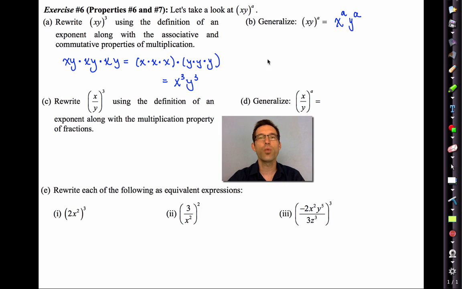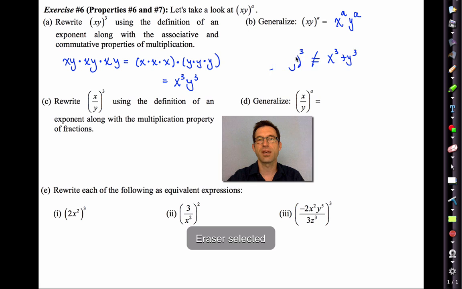y to the a. Now that wouldn't work with the sum, by the way. I really want to emphasize this. If we had x plus y to, let's say, the third, we would not get x to the third plus y to the third. But if that's a product in there, then it works out just fine.